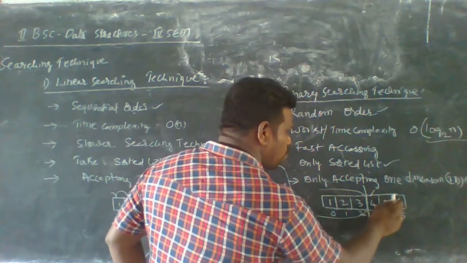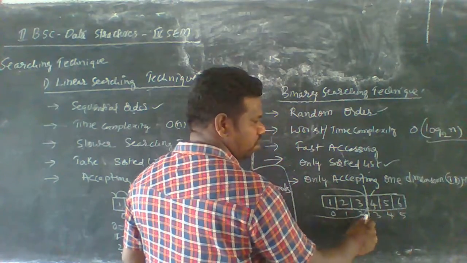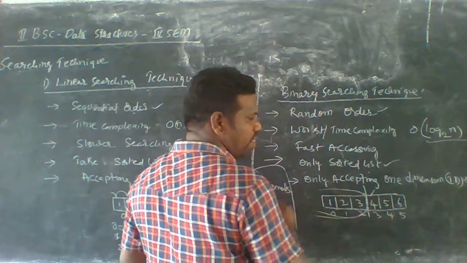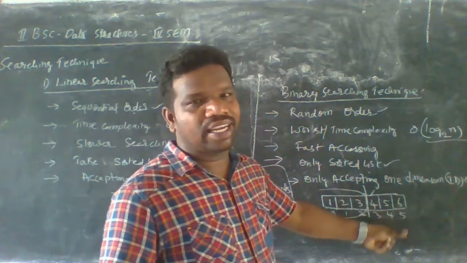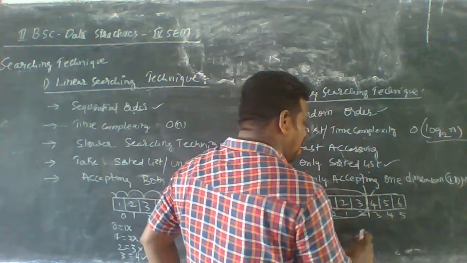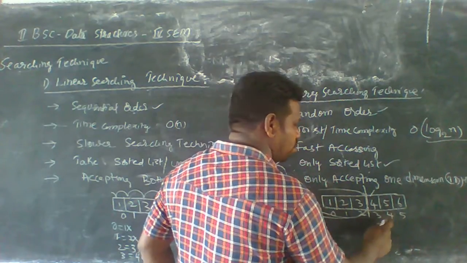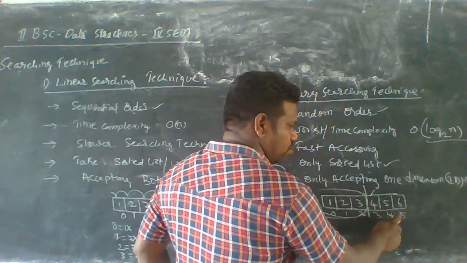That is, 4 to 6 is also available here. Okay, 4 to 6 is also available here. In the same case, we again have to find the middle element. Middle element is equal to low plus high, that means 3 plus 5, divided by 2, that is called 4 here.